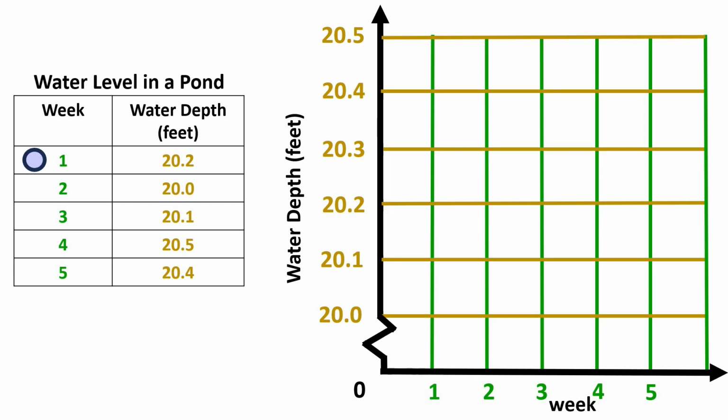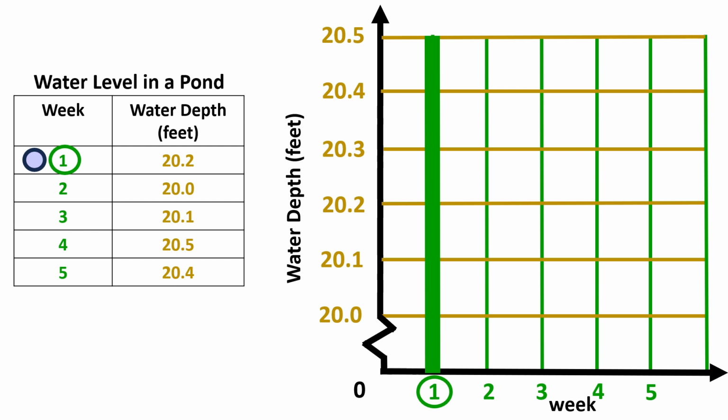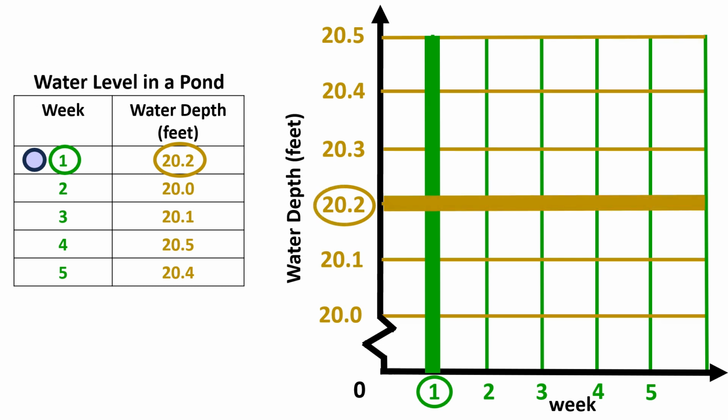Let's plot the purple point. The purple point has a week value of 1. We'll circle the number 1 on the week axis. Then, we'll highlight the entire line that has a value of 1 week. The purple point has a water depth value of 20.2 feet. We'll circle the number 20.2 on the water depth axis. Then, we'll highlight the entire line that has a water depth value of 20.2. Next, we find the place where these 2 highlighted lines cross. That place is where the purple point goes.